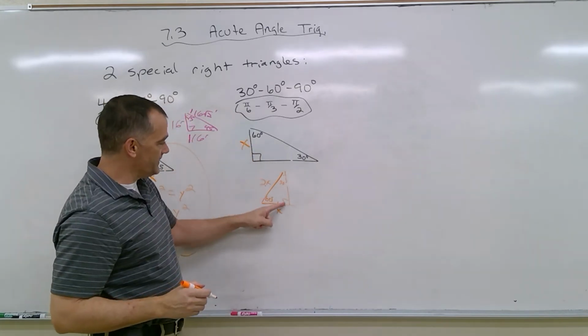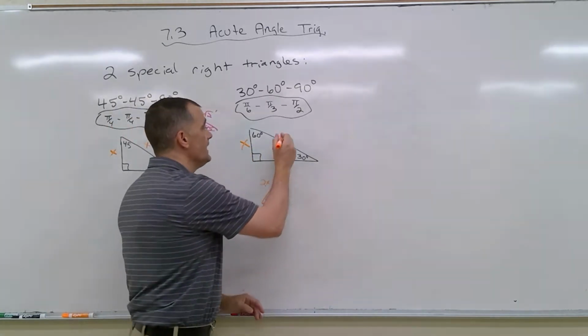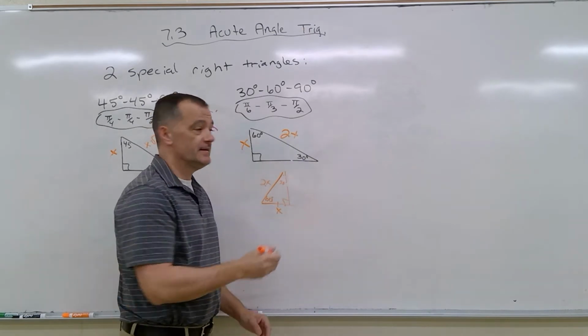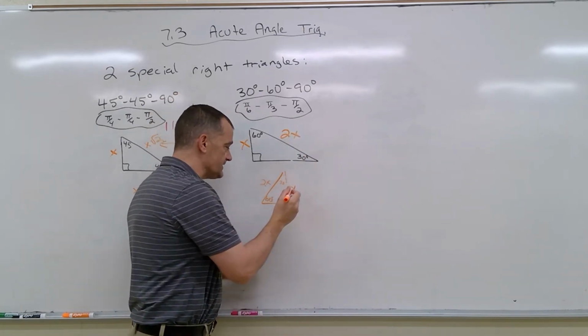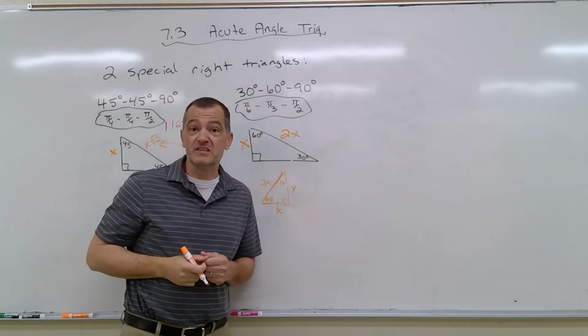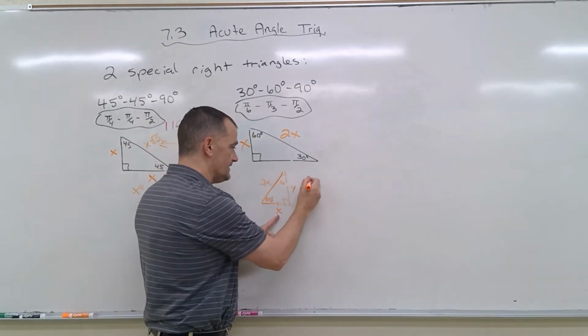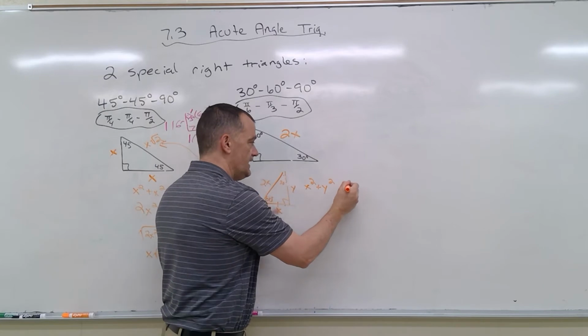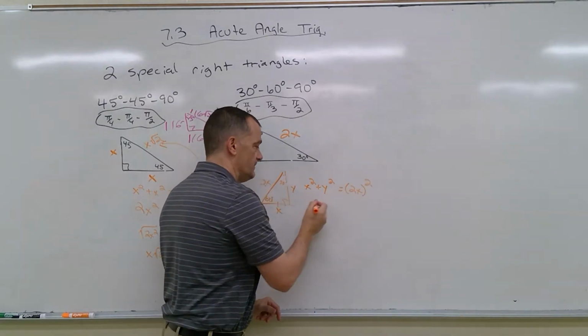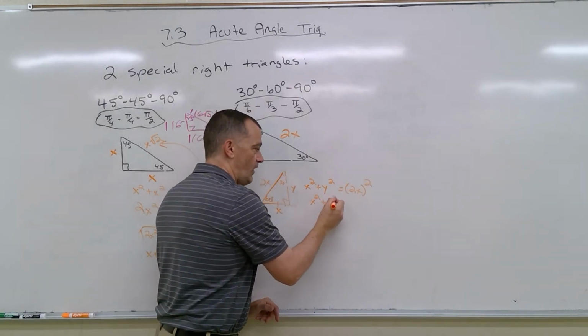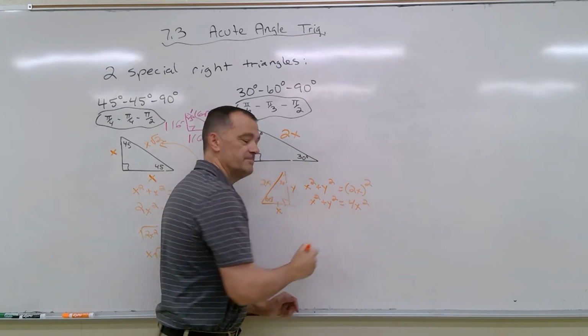The side opposite the right angle, or the hypotenuse, is now twice x. And what I want to do now is find out what the side length opposite 60 degrees is. I'll use the Pythagorean theorem. So this is x squared plus y squared equals (2x) squared, which is now x squared plus y squared equals 4x squared.